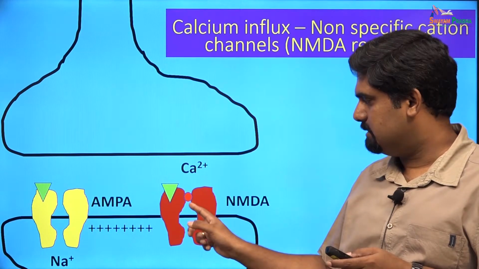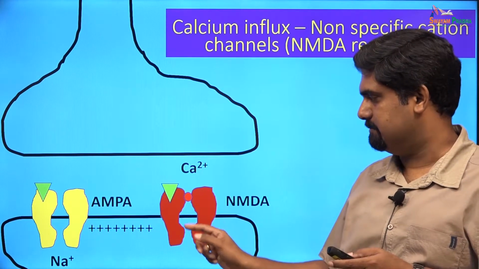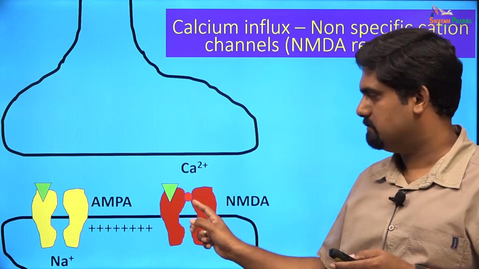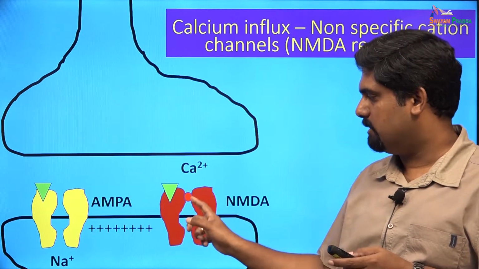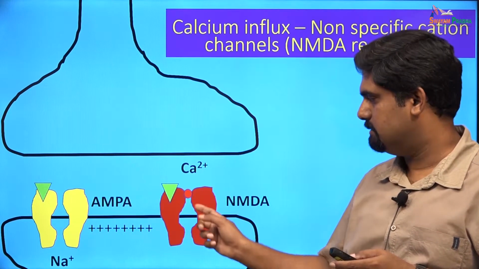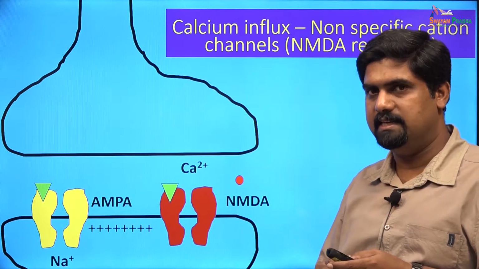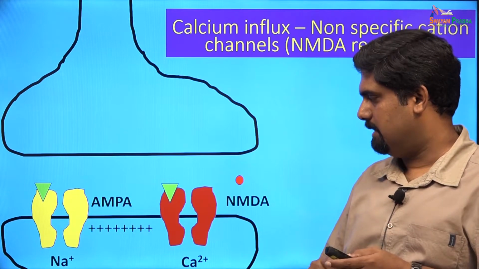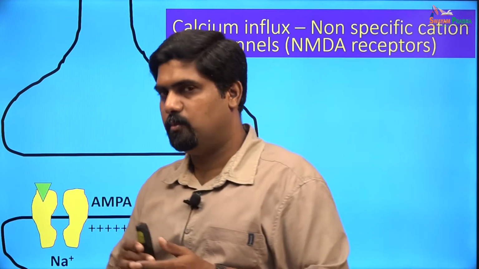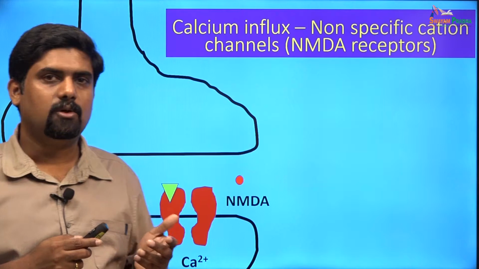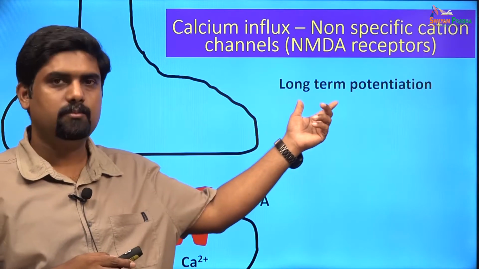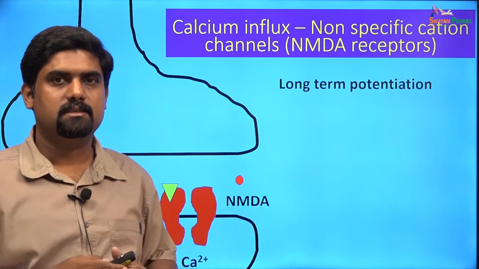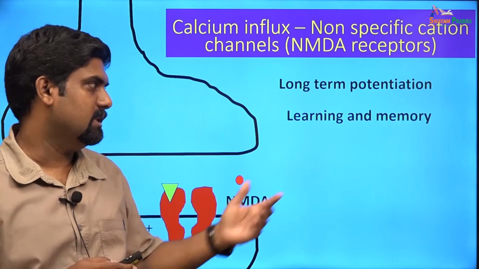Now the NMDA receptor is normally blocked by magnesium, which is blocking the pore. But when the cell gets depolarized, this magnesium will move out and the magnesium block is relieved. This then favors calcium entry into the cell, and such calcium entry into the postsynaptic neuron is thought to be responsible for long-term potentiation, which is the mechanism that causes learning and memory.